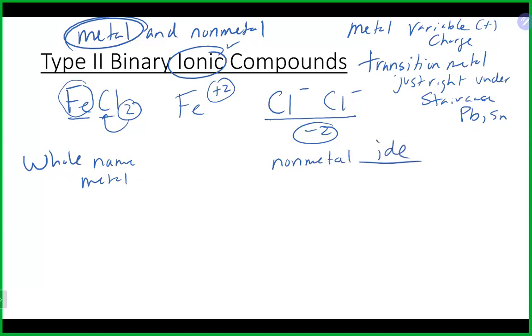But the additional thing that you have to put into the name when it is a type 2 situation is we use a Roman numeral in the name. And people oftentimes screw up what the Roman numeral is for. The Roman numeral is the charge, the positive charge on the metal. So if you took one metal ion by itself, what the positive charge is. So that is the positive charge on a metal ion here.